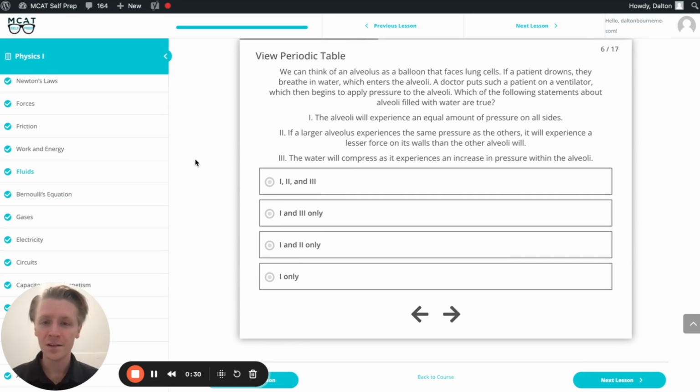Today's practice problem is found in the end of lesson mastery quiz in lesson 6 of the Physics 1 module. Be sure to hit pause and try this problem for yourself before watching my explanation.